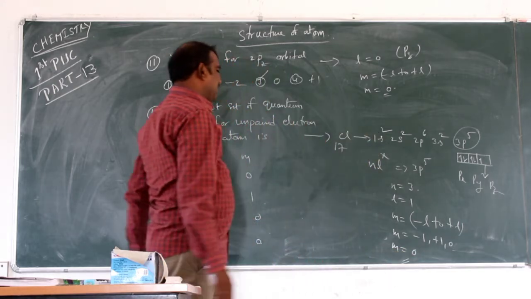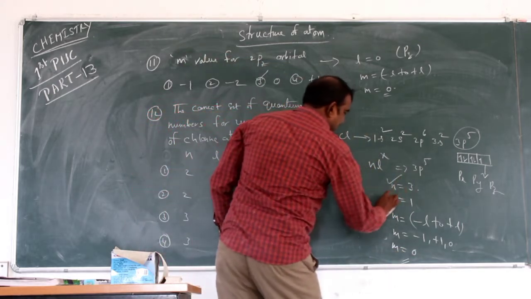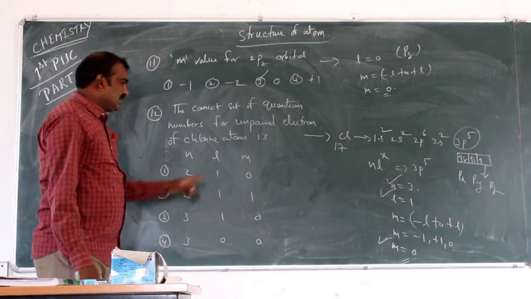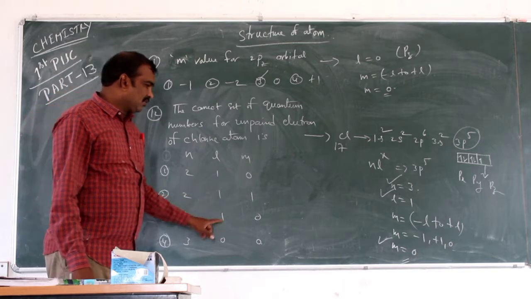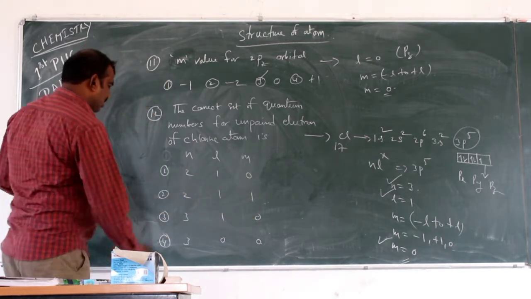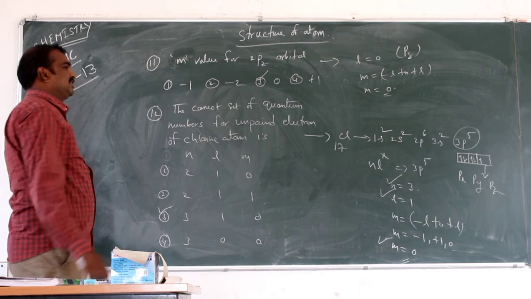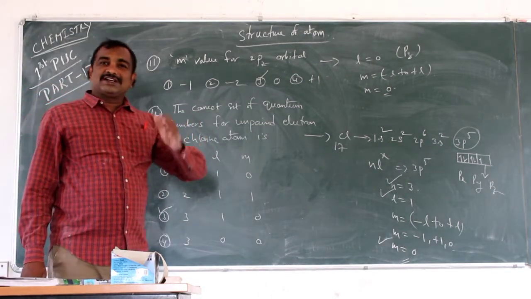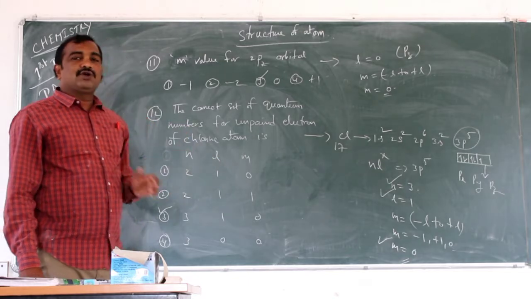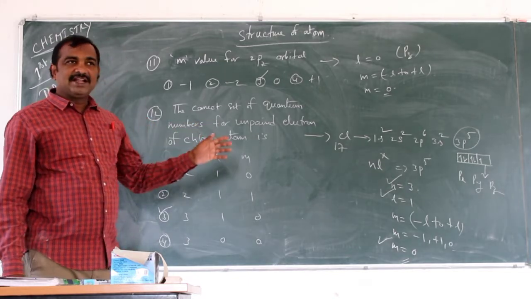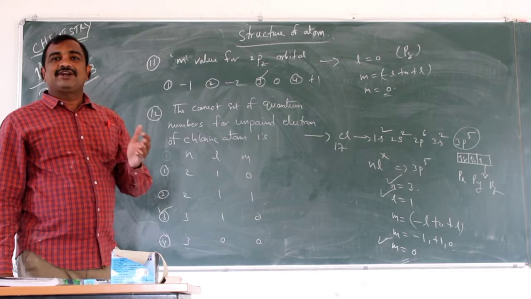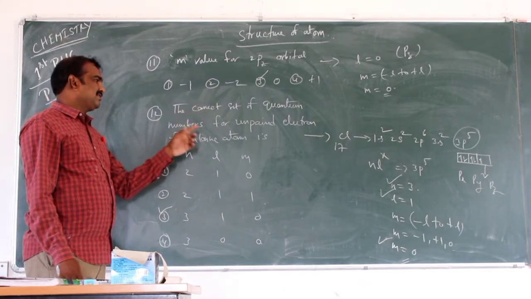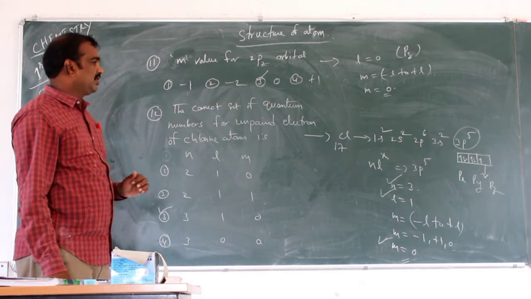So finally the values are n is equal to 3, l is equal to 1, and m is equal to 0. Which option is correct? n is equal to 3, l is equal to 1, and m is equal to 0. So the third option is correct here. In this way, we have to go through the concept, write what is given and what we have to calculate, and after that find the required value.